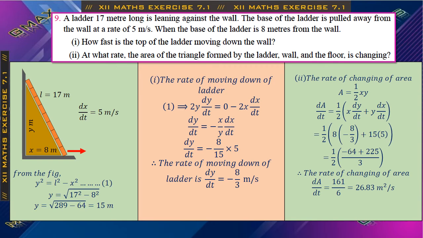Differentiate the area to find the change in the area. dA by dt equal to 1 by 2, product rule: keep x dy by dt plus y into dx by dt. Substitute the values. You will get the rate of change in area as 161 by 6, that is 26.83 meter square per second.